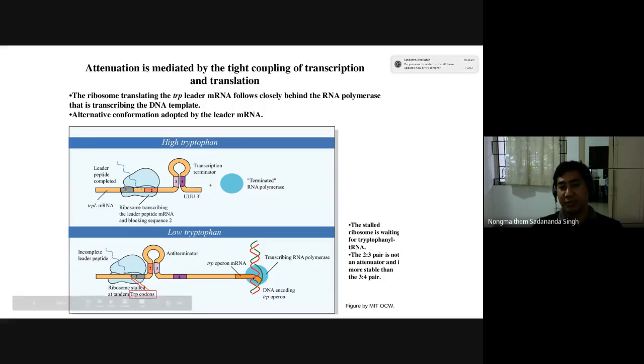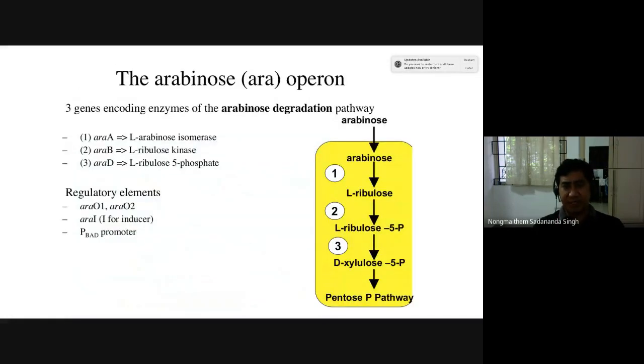So you can see the rate of translation directly correlates with the transcription of the downstream genes, or expression of tryptophan biosynthesis genes. Next is the arabinose utilization operon. So here we need to look at how arabinose is utilized inside the cell. In this case, what needs to be noted is that there are two operator regions.